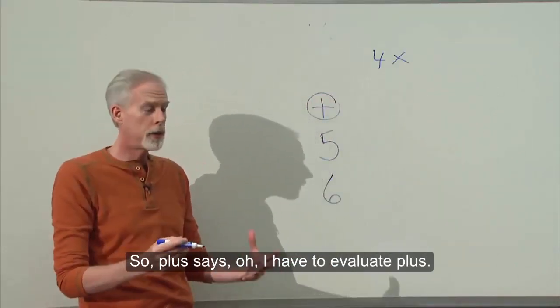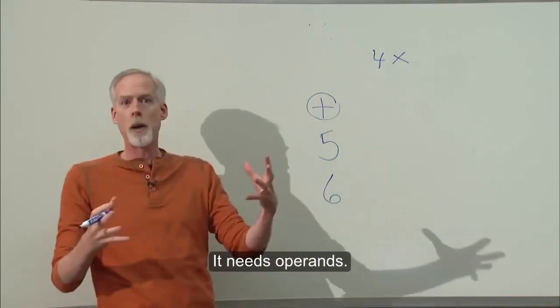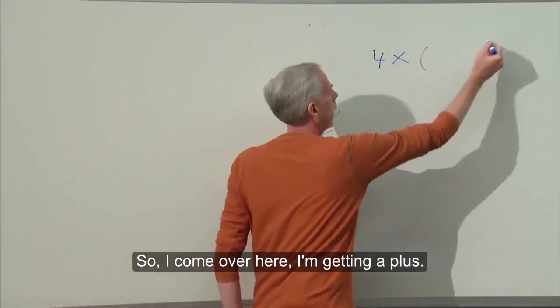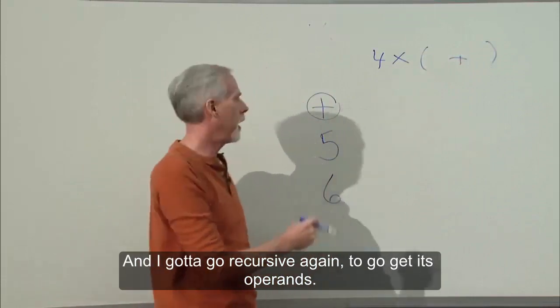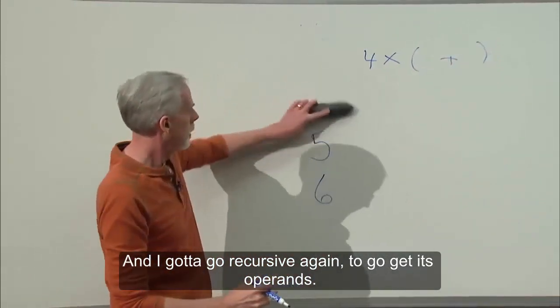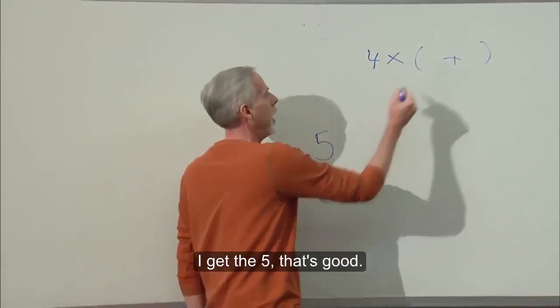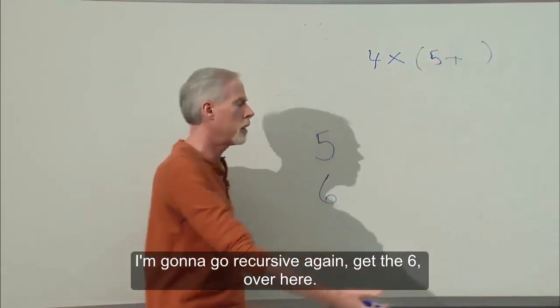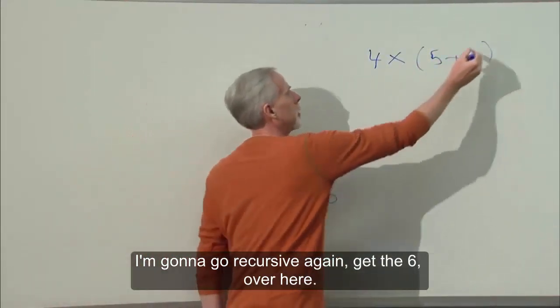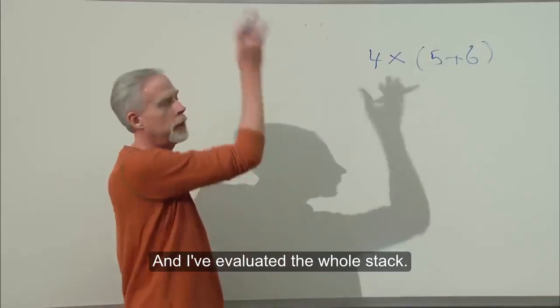Okay? So plus says, oh, I have to evaluate plus. It needs operands. So I come over here. I'm getting a plus. And I got to go recursive again to go get its operands. I get the 5. That's good. I'm going to go recursive again, get the 6 over here. And I've evaluated the whole stack.